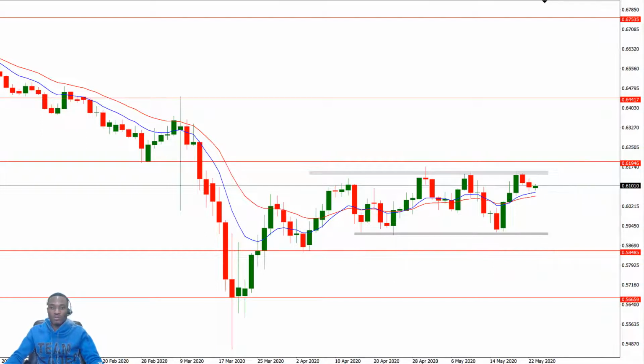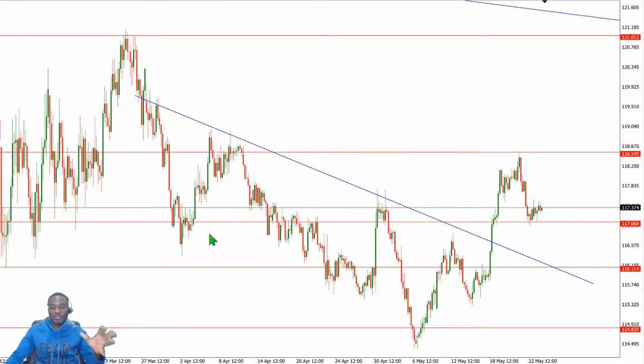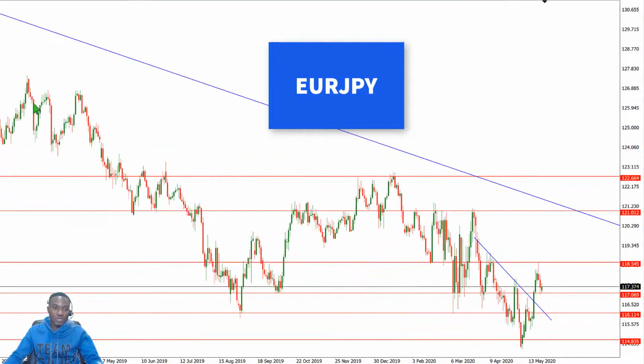So I'm going to show you guys other currency pairs I have on my watch list. I have the euro against the Japanese yen. Here is the euro against the Japanese yen. You can see this trend. I'm going to navigate to the daily chart so you guys can see.